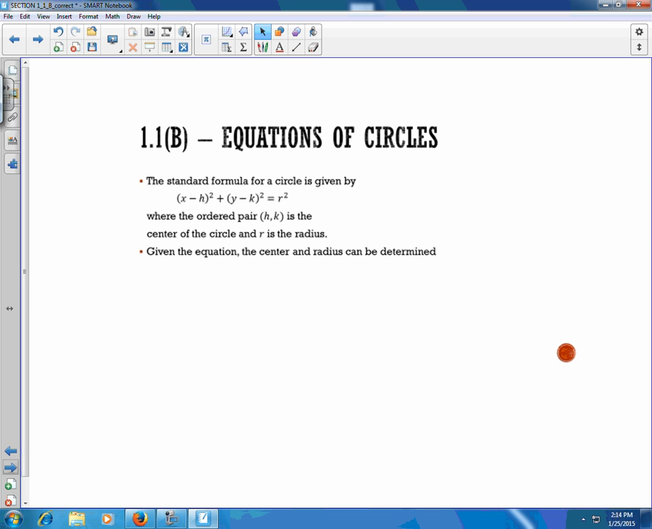So the standard formula for a circle is given by (x minus h) squared plus (y minus k) squared is equal to r squared, where h and k are the center of the circle and r is the radius. Notice in the equation that there's a minus sign in front of h and k. This is going to matter here soon. Okay, so given the equation, though, we should be able to determine the center and the radius.